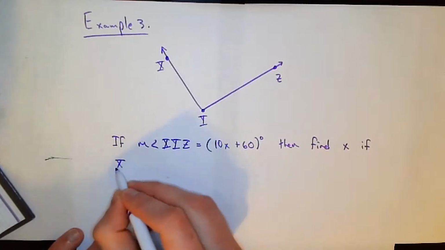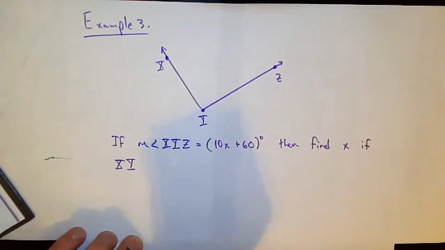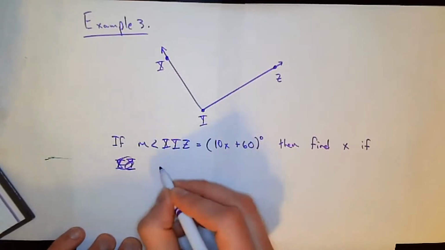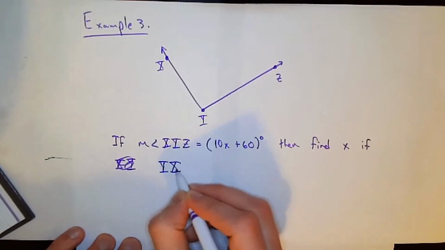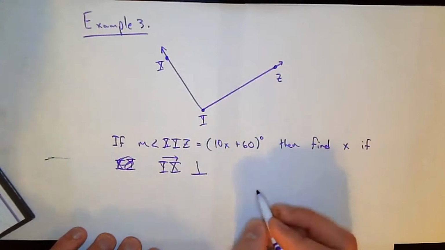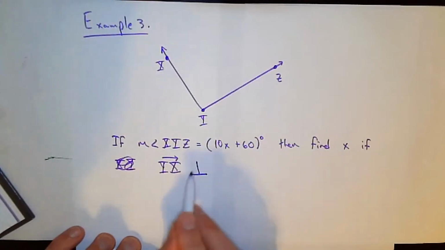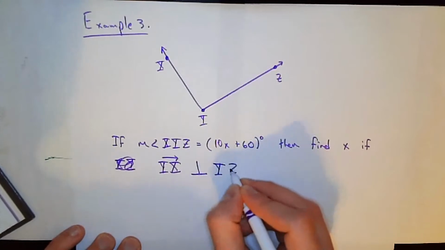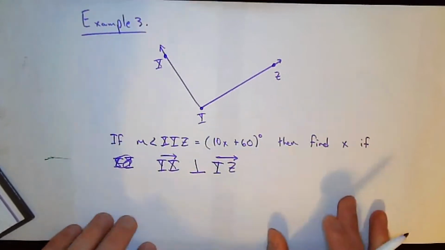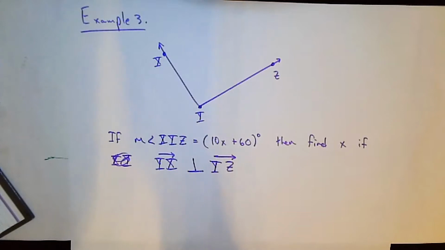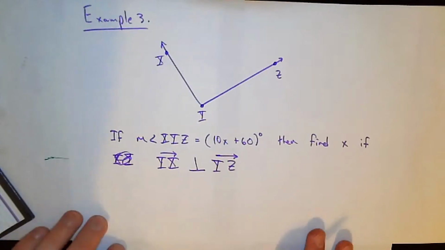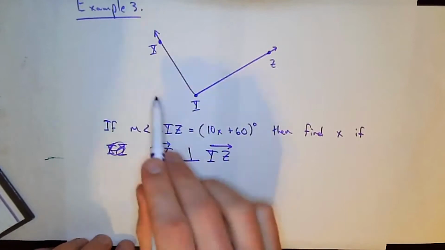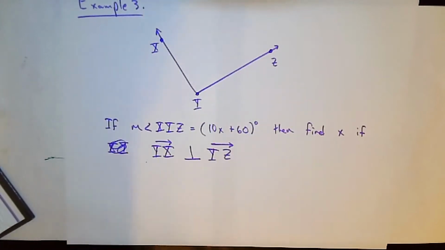if ray YX, I have to be careful, I have to call it ray YX, is perpendicular to, so that little upside-down T symbol means perpendicular, ray YZ. I mean Z, sorry. We call it Z. So that little symbol means perpendicular. That means I want them to meet at 90-degree angles.